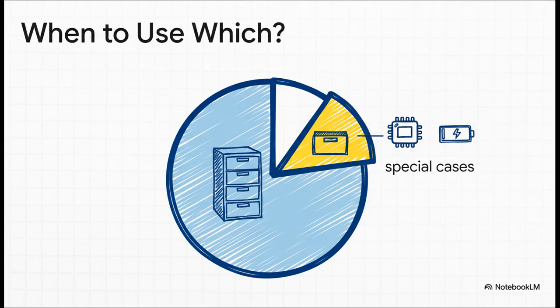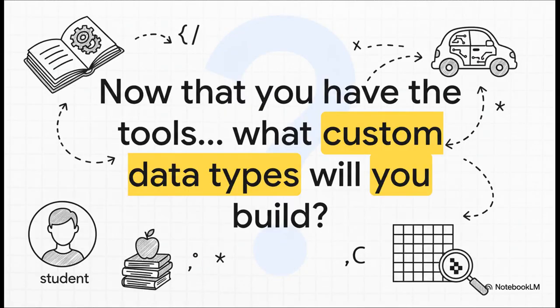So what's the big takeaway here? It's actually pretty simple. 99% of the time, you're going to want to use a struct. It's the standard, powerful, and intuitive tool for grouping related data. You should really only reach for a union in those special, rare cases where memory is extremely tight and you know for a fact that you'll only ever need to store one of a few possible values at any given moment.